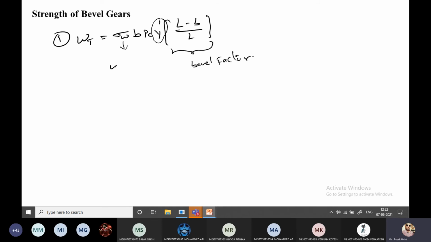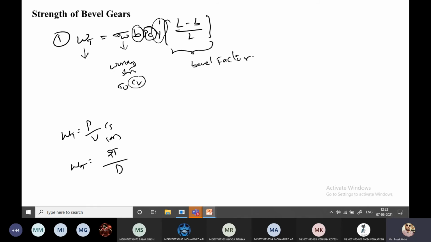And sigma W is the working stress, that is nothing but sigma naught into CV, where CV is the velocity factor, B is the face width, and PC is the circular pitch. For WT we have two relations: WT equal P by V into CS, otherwise from the power relation also we can get WT equal 2T by D. With this relation also we can get the WT value.